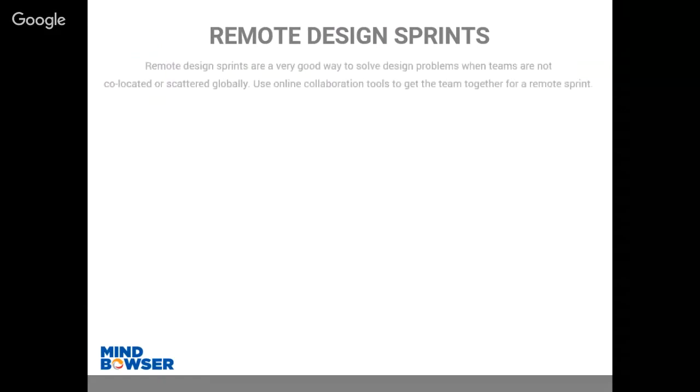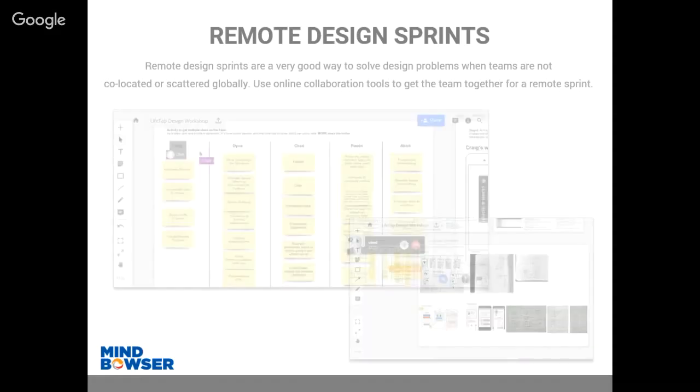A quick explanation is that remote design sprints are very good to solve design problems when teams are not co-located or they are scattered globally. You can use many online collaboration tools to get the team together for a remote sprint. Some very good examples of remote collaboration tools for design sprints would be Mural, there's RealtimeBoard, or then there's Hangouts. Or you can create a Slack group and talk through, and then design on an online whiteboard. A lot of different techniques where you can conduct remote design sprints.